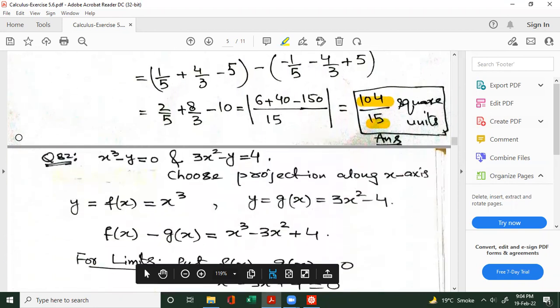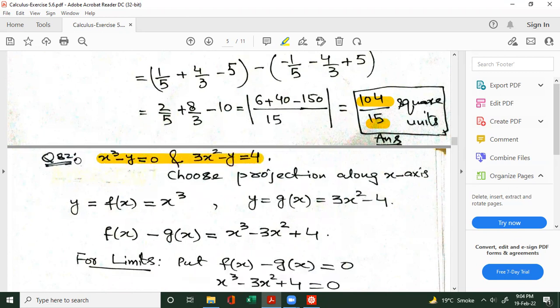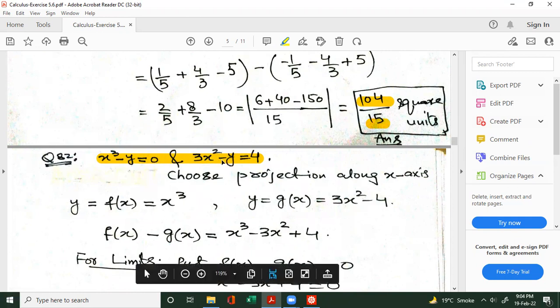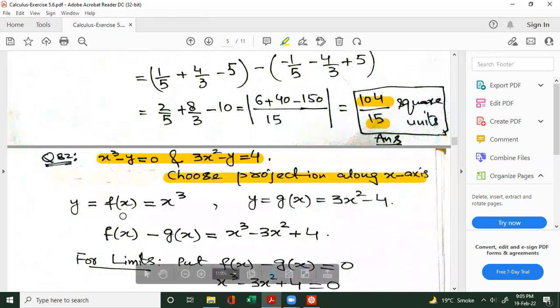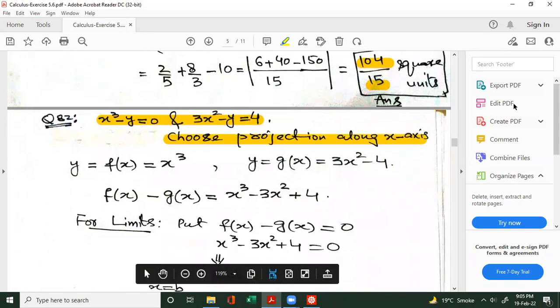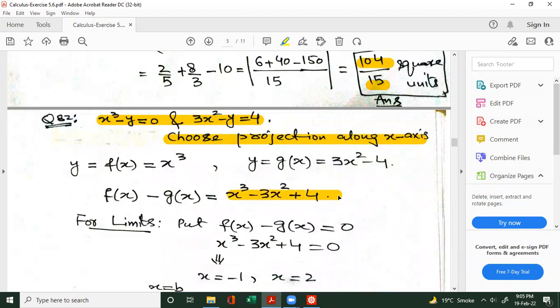Okay, the second question is question number 82. Here also we have the two curves given. Here we can easily write the variable y in terms of x. From the first curve, we have y equal to x cube. From the second curve, we have y equal to 3x square minus 4. So that informs me that I am interested in the projection along the x-axis. So what will be the difference? f of x minus g of x will be x cube minus 3x square plus 4.